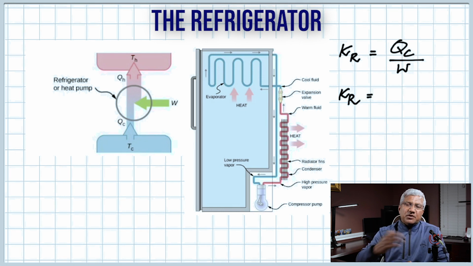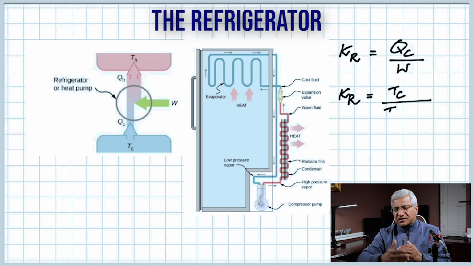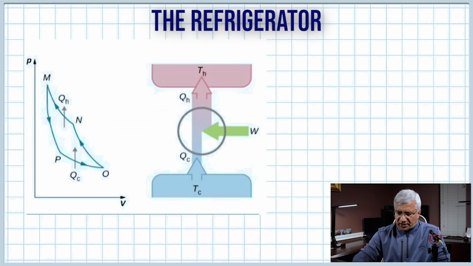So similar to the other formula, we're going to get TC over TH minus TC. Even in this case, work is QH minus QC. So these are the two formulas for finding the coefficient of performance of a refrigerator. For a modern refrigerator, the coefficient values are between 6 and 7. Could be a little more than 7. Okay.